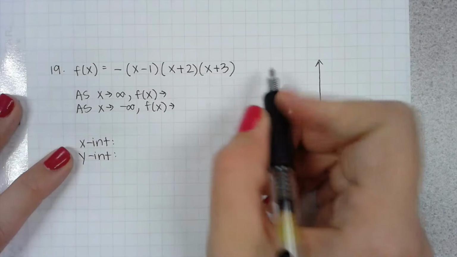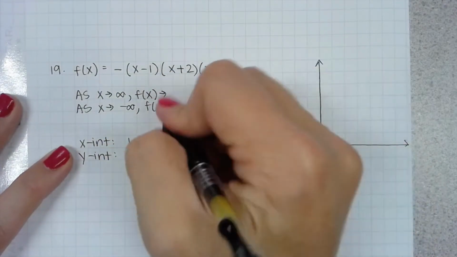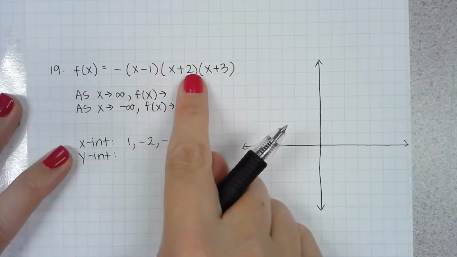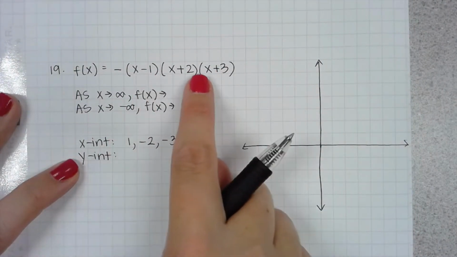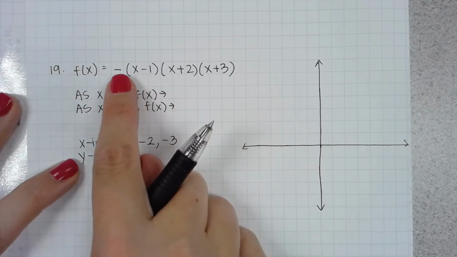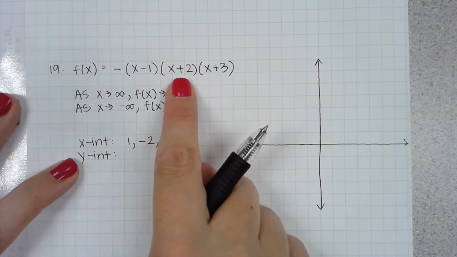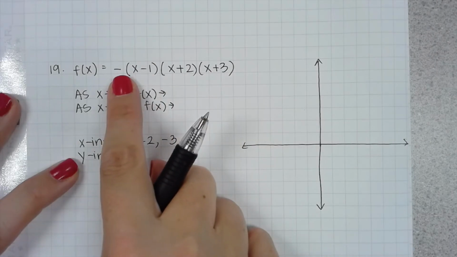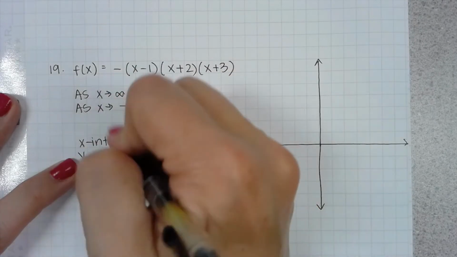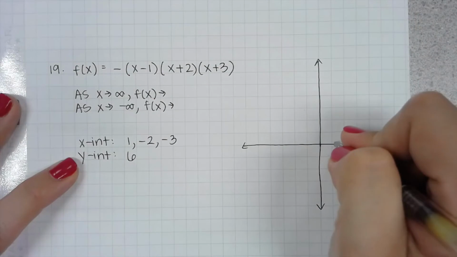So this graph has 3 x-intercepts. So it crosses at +1, it crosses at -2, and it crosses at -3. So it crosses at these 3 places. But you want to be careful with the y-intercept, because when you're done multiplying these together, you also have to multiply it by this -1 that's out front as well. So 3 times 2 is 6, 6 times -1 is -6, but then the negative out front switches it back to be +6. So this graph is going to cross the y-axis at +6, not at -6.